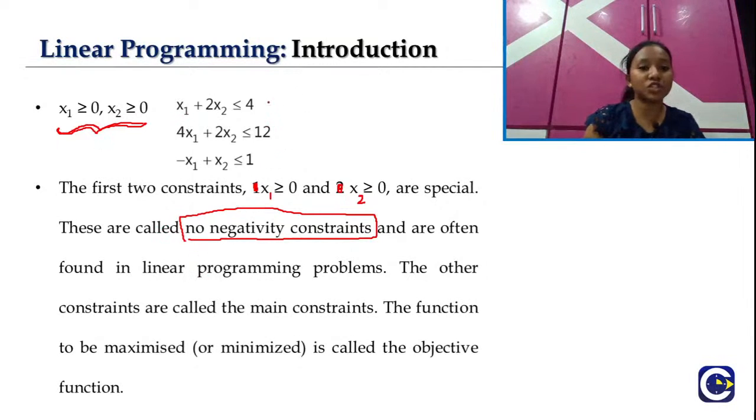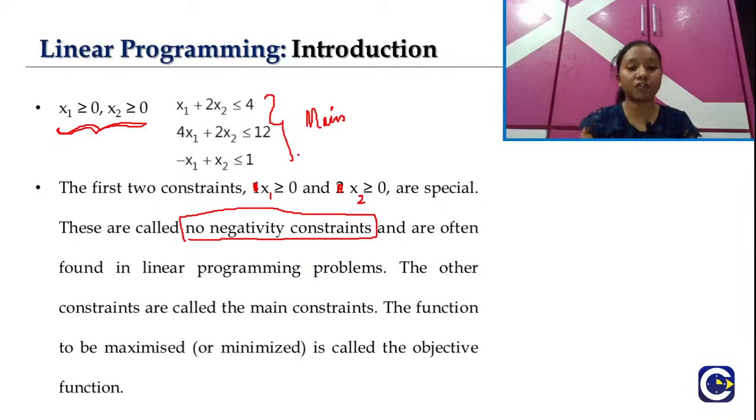Apart from these two, we are having three more constraints here. These other three are called major or main constraints. All these three are very important. And amongst these, there is one function which we are talking about, whether we have to maximize or minimize. That function is called the objective function.